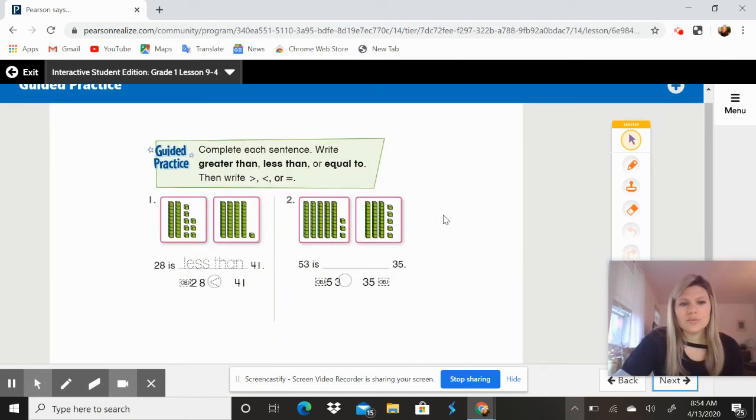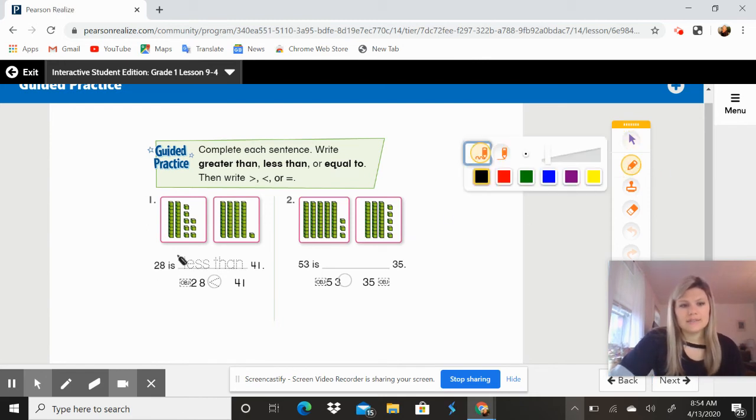So today, as you move on into your quick check and your independent practice and your workbook and everything online, you're going to have to not only pick the sign, you may also have to decide, is it less than, greater than, or equal to? So we've got 28 blocks here and 41 here. It says 28 is less than. Okay, so we would fill this in, and I'm just going to pretend I'm writing it. There we go. Less than 41.